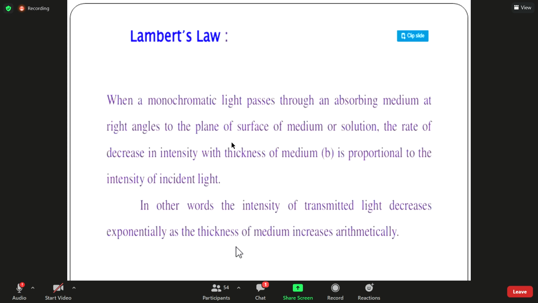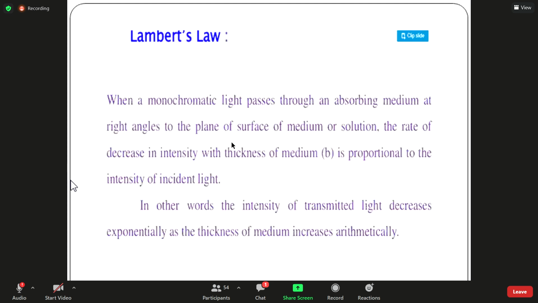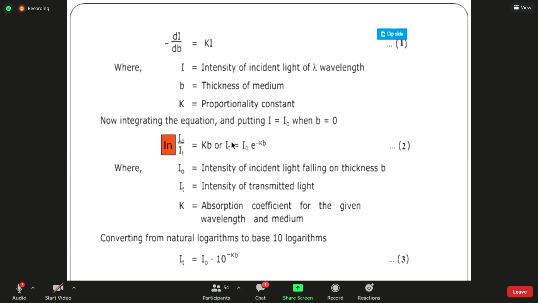See the next slide, you will understand from here. What Lambert's law is telling is the rate of decrease in intensity with the thickness of the medium. So it should be dI by db. See here, dI db, and the minus sign is coming because it is decreasing. So minus dI db is proportional to what? It is proportional to the initial intensity of light.